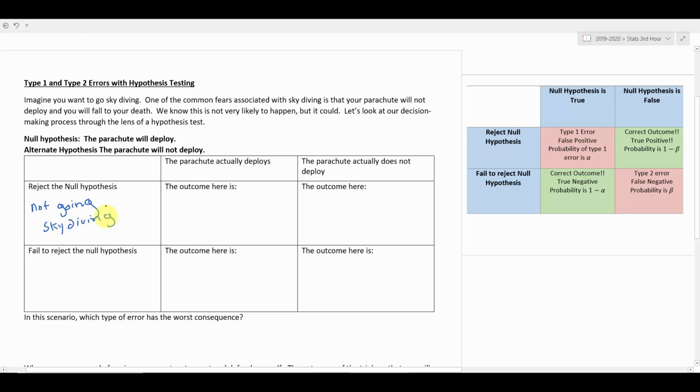Let's say we make the decision to not go skydiving based on the results of our hypothesis test, and somebody else grabs our parachute, decides to go skydiving, and they jump out of the plane, and the parachute does actually deploy. So we rejected the null hypothesis. We made this decision to not go skydiving, and we probably should have gone skydiving because the parachute was going to work. This is what's called a type 1 error.